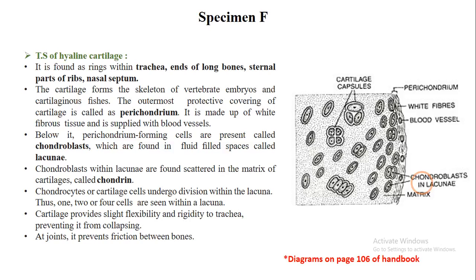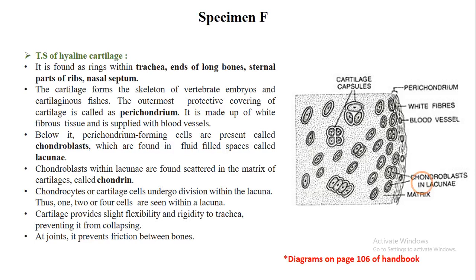Now let us move to specimen F. Specimen F has the first specimen as a TS of hyaline cartilage. Now this hyaline cartilage is present within the trachea. It is present at the ends of your long bones, the sternal part of your ribs, and inside your nasal septum. This cartilage forms the skeleton of a vertebrate embryo, or it can also form the skeleton of the cartilaginous fishes.